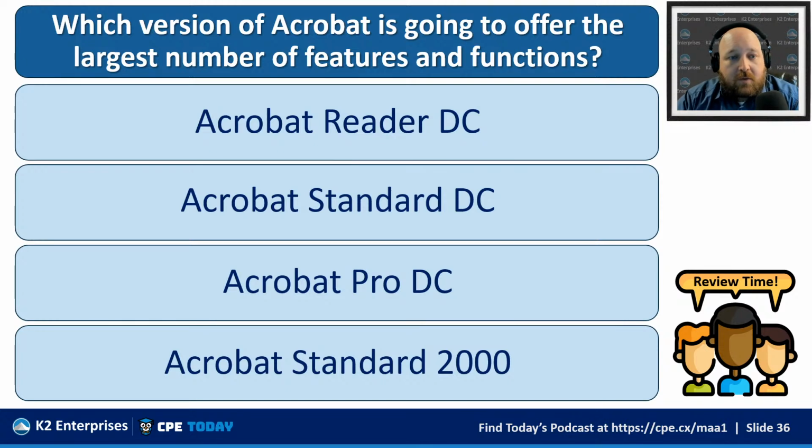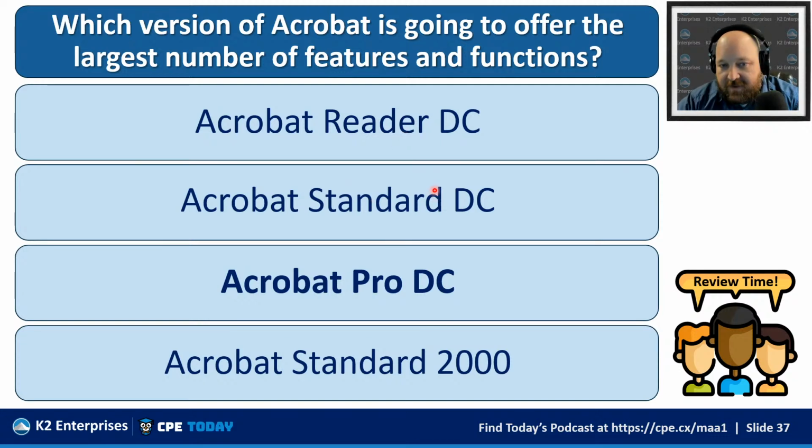Alrighty, so our final review question for the hour. Which version of Adobe Acrobat is going to offer the largest number of features and functions? Well, the correct answer here is going to be Adobe Acrobat Pro DC. That's definitely going to have the most features and functions related to it. Okay, the Reader DC is still connected to the document cloud, but it's only for consuming information. Doesn't really have the ability to edit or modify.